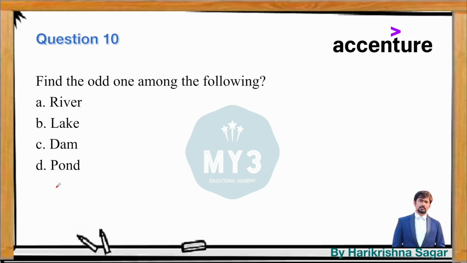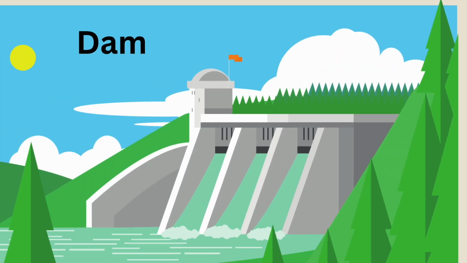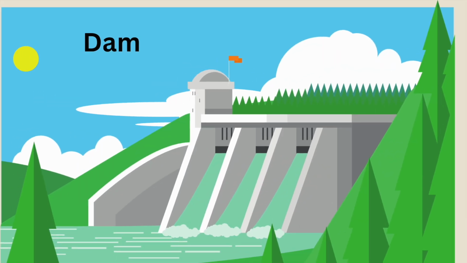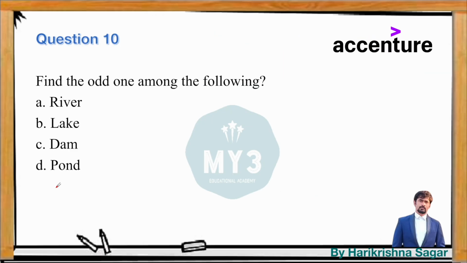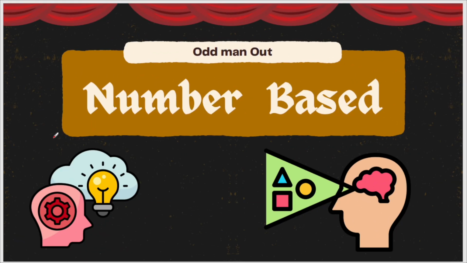Next one. Find the odd one of the following. River, lake, dam, pond. So river, lake, pond, all these are natural resources. But if you look at the dam, which is going to be a man-made construction. That is the reason odd man out here is going to be option C, dam. To follow, let's look at a few questions on number based.